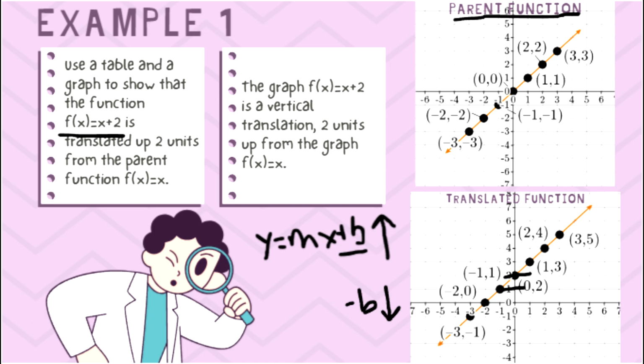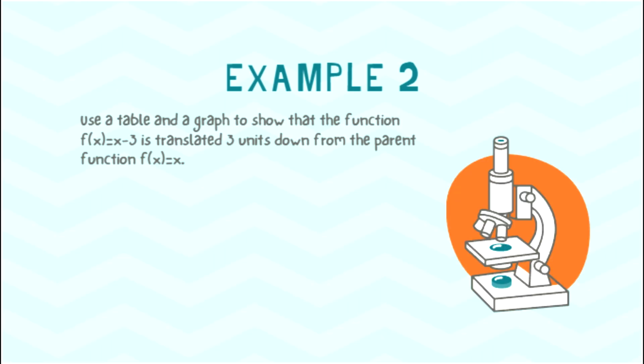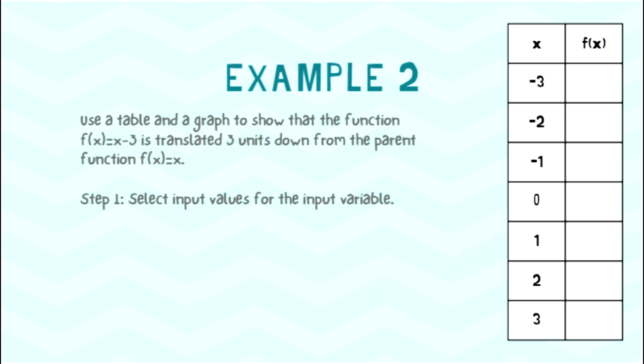Okay, we'll keep going. Here's example 2. Use a table and a graph to show that the function f of x is equal to x minus 3 is translated 3 units down from the parent function f of x is equal to x. There's our parent function. Here's our translated function. So we would do all the same steps that we just did.